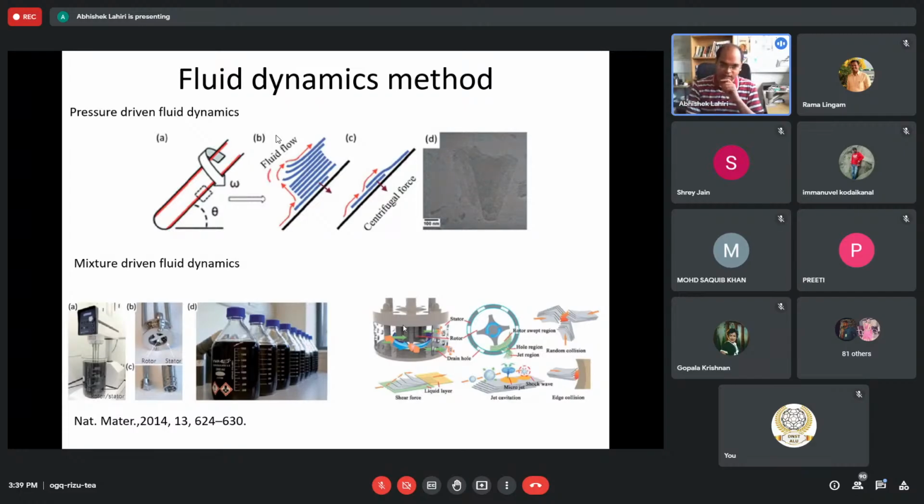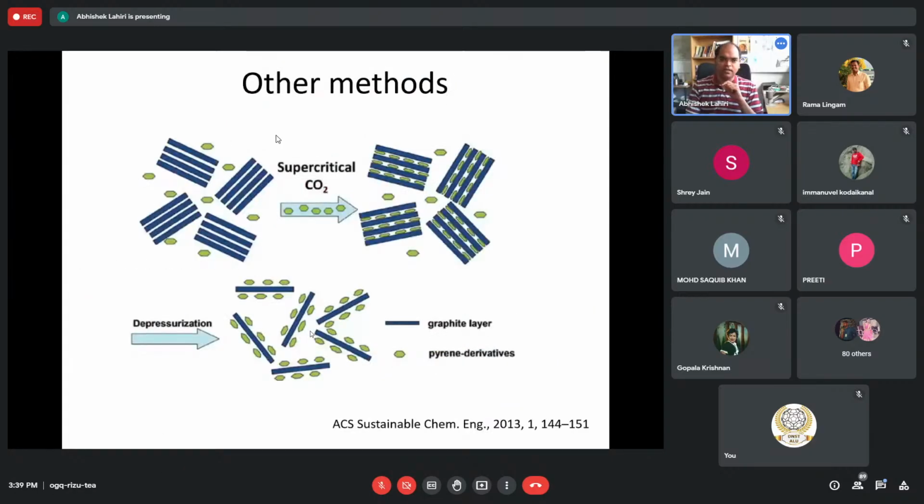And second thing, in all the three cases, you see that we are using solvent. So obviously there are always going to be impurities in this graphene structure or any two-dimensional structure. In the case of the fluid dynamics method, this could be reduced. In the case of sonication and ball milling, you'll always have more impurities compared to the fluid dynamics method.